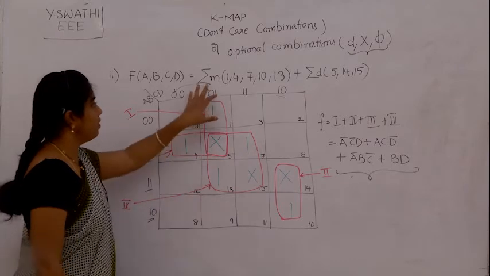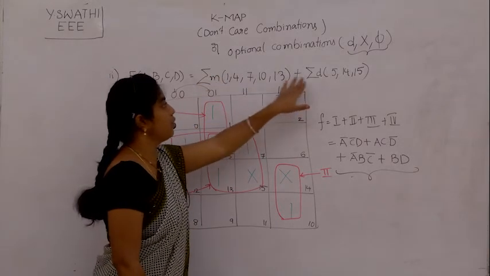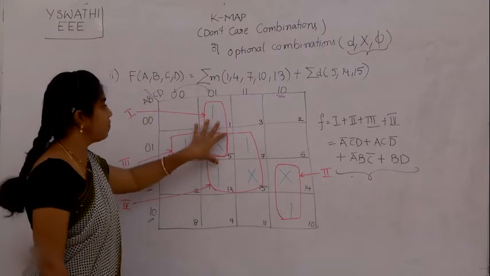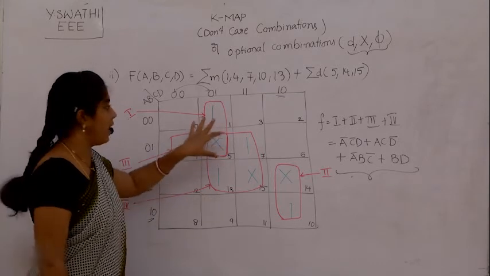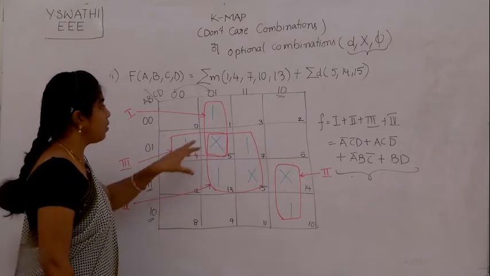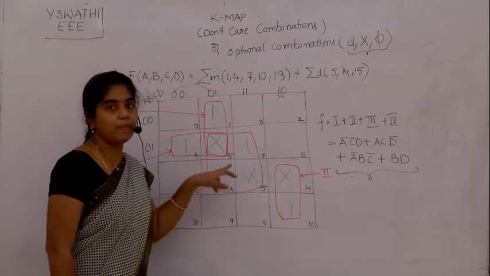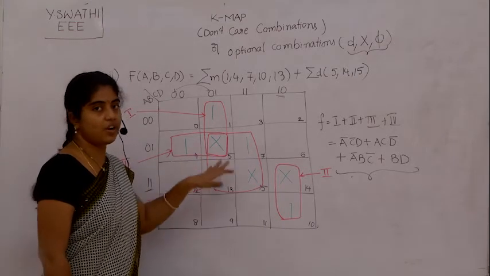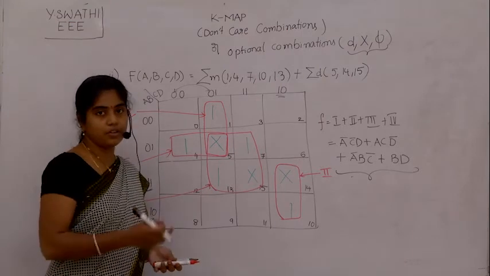So what we did, we first represented the given minterms and the don't care combinations in the K-map. After that we looked for alone ones and pair ones and quad ones, and while doing so we are considering the don't care combinations. If it is helping us to form a pair or quad we are taking it, and if it is not helping us we are leaving it as alone. Now we will move on to the next expression.